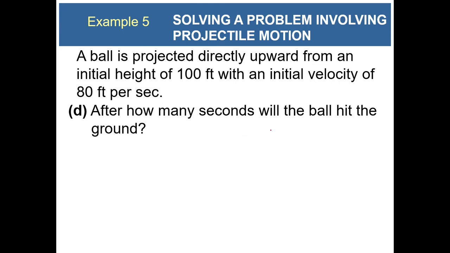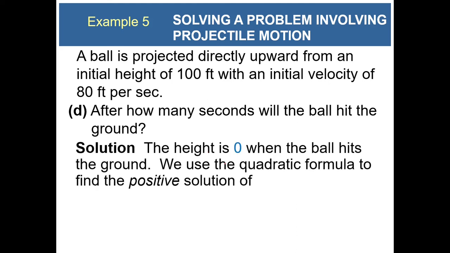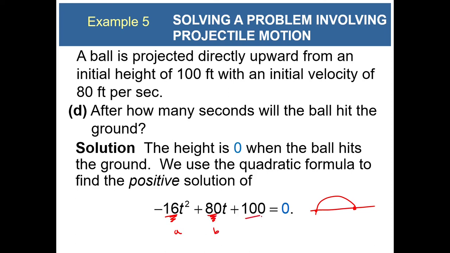After how many seconds will the ball hit the ground? To do this, we're going to take our position function s of t and set it equal to 0. Now we can set our position function negative 16t squared plus 80t plus 100 equal to 0 because we know when the height is 0, the ball hits the ground. And in this case, a is negative 16, b is 80, and c is 100. And we can plug that into the quadratic formula.